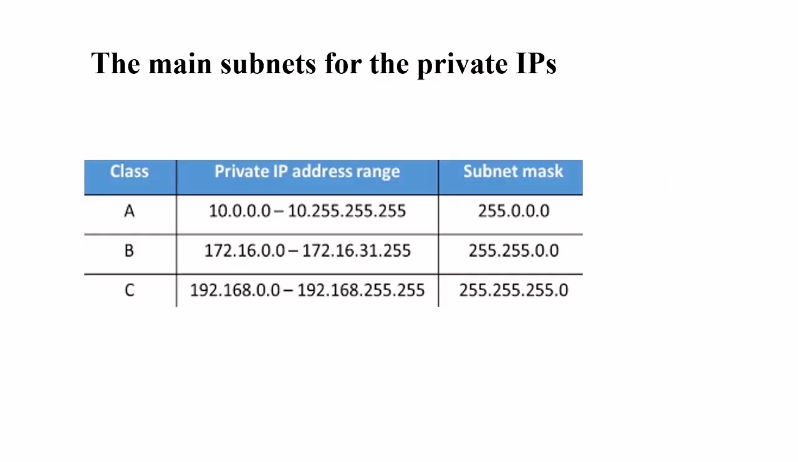The main subnets of the private IPs, as you may see here, are the classes, as we said, A, B, and C, and they have their default subnet masks, which are /8, /16, and /24.